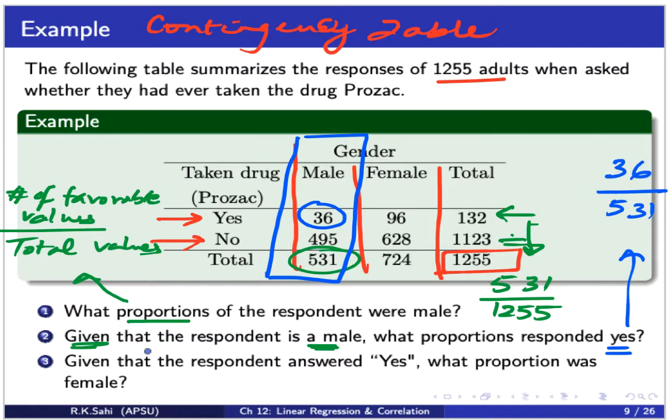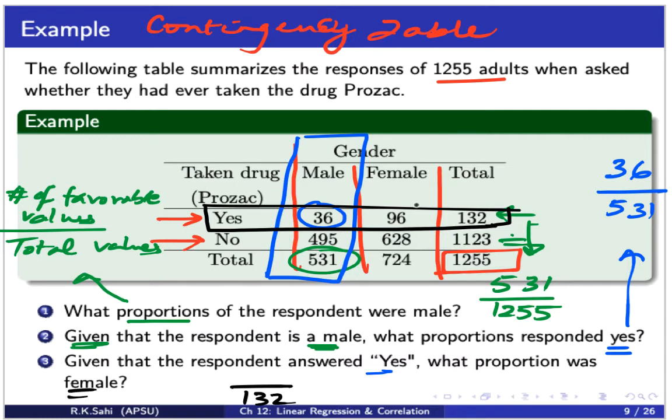Now, the next question, given that the respondent answered yes. So that means now we are going in the second row. That means looking at every person who answered a yes. So that is our whole population. That's the total value. So we write 132. It says, given that the respondent answered yes, what proportion was female? There were 96 of them who were females. And that's how questions will be coming on association between variables which are categorical in nature.